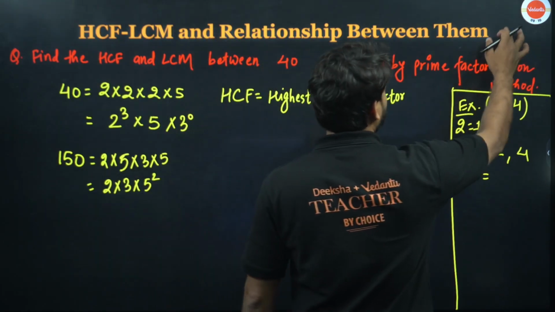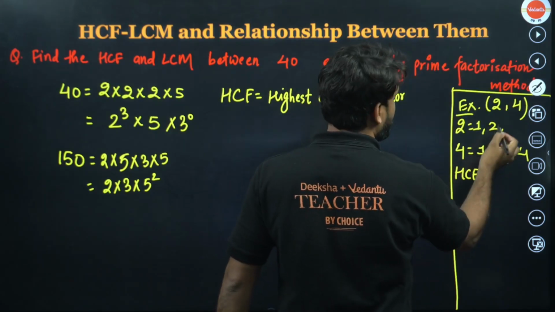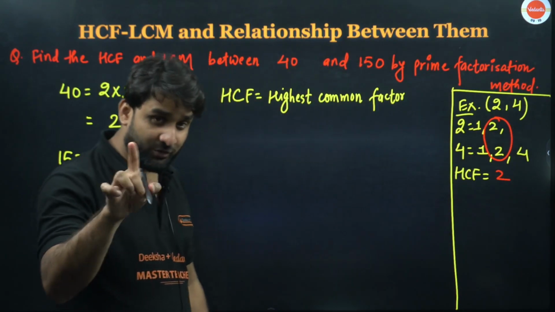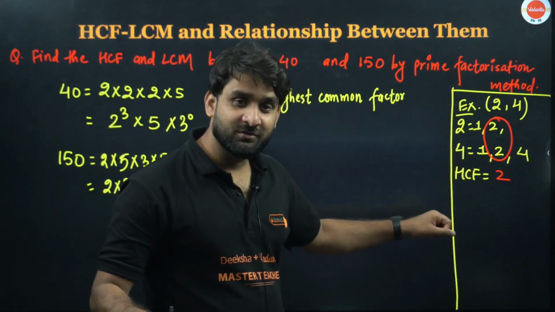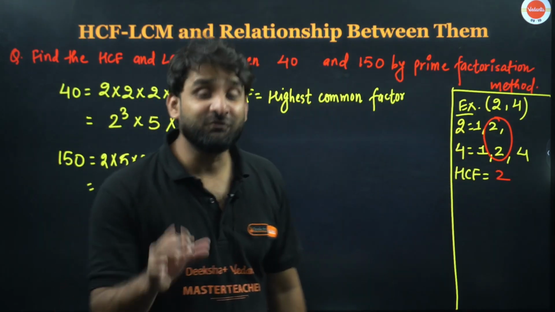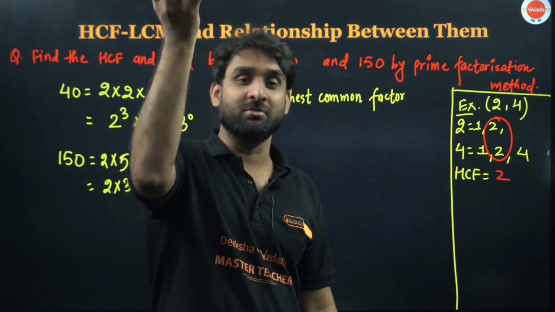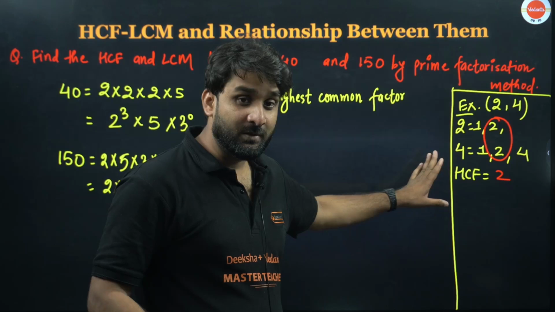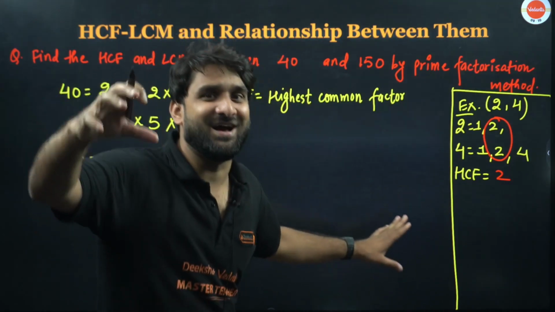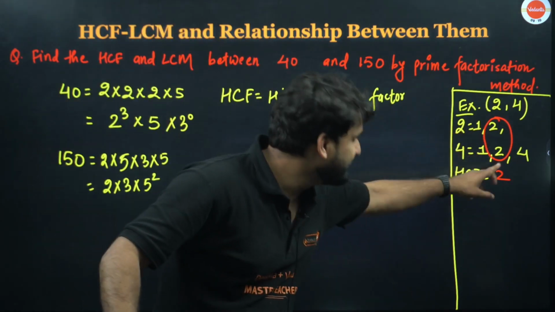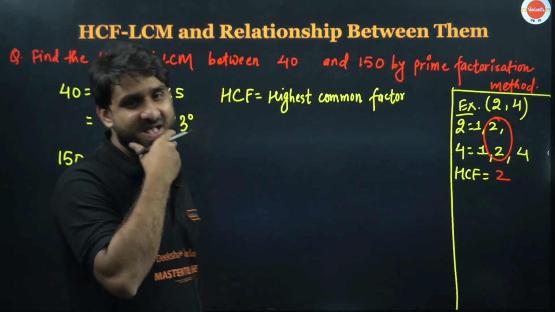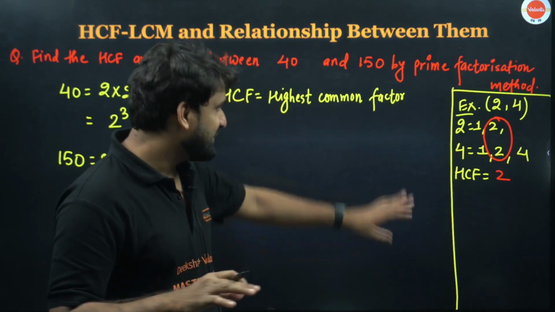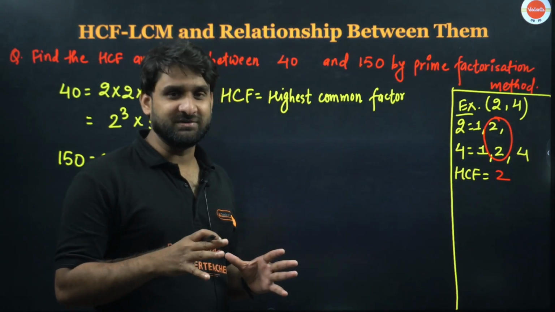So, my dear champion, the common number in both is 2. So HCF will become 2. Because 2 can divide 2, and 2 can divide 4, and we are looking for the highest common factor. I know 1 can also divide 2 and 4, but we are looking for the highest. Come on, highest common factor. So 2 will be the highest common factor. I hope you are getting my point. So this is called HCF. I hope you guys have understood it.